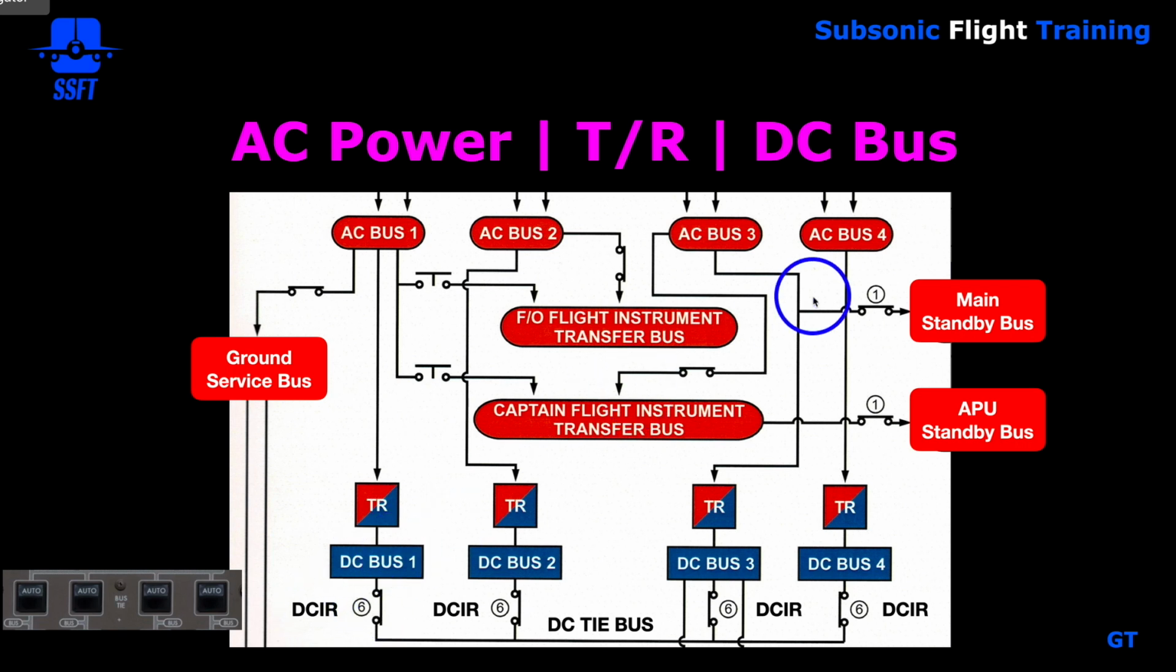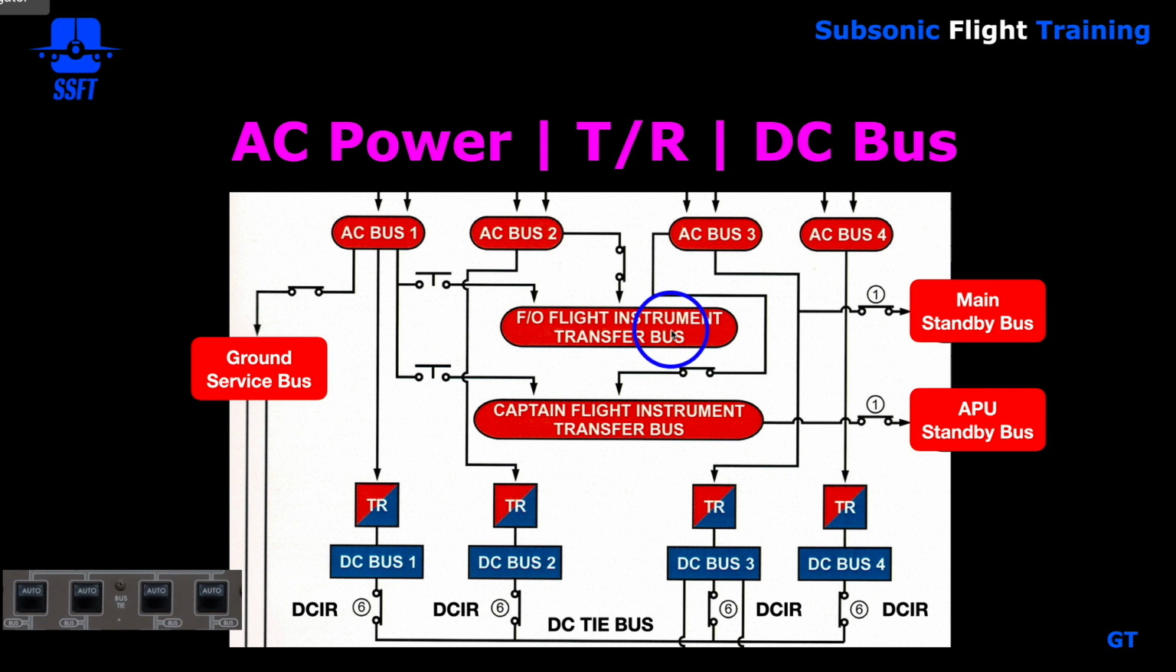You'll notice that the main standby bus and the APU standby bus are normally powered from AC3, and there's the representation via schematic of AC bus 3 powering the main standby bus, AC bus 3 powering the APU standby bus.